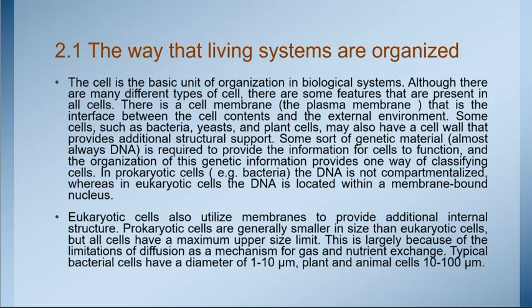Prokaryotic cells are generally smaller in size than eukaryotic cells, but all cells have a maximum upper size limit. This is largely because of the limitations of diffusion as a mechanism for gas and nutrient exchange. Typically, bacterial cells have a diameter of 1 to 10 micrometers, and plant and animal cells are 10 to 100 micrometers.